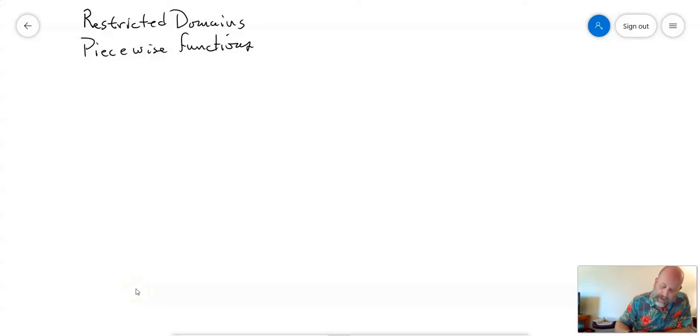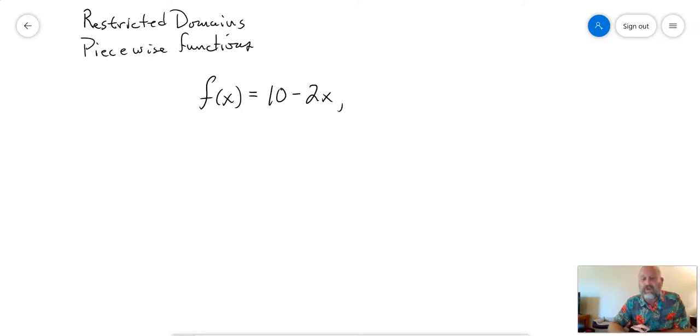But let's go ahead and start with an example, right? So given a function, let's say we have f of x is equal to 10 minus 2x. And usually the domain restriction follows the function, right? They'll put a comma or a semicolon between it and then write something like 0 is less than or equal to x, which is less than or equal to 4.